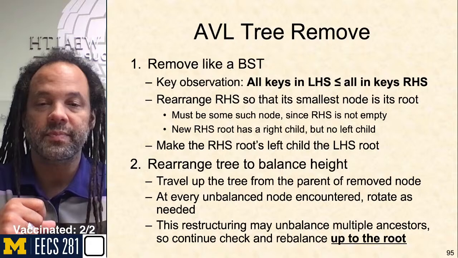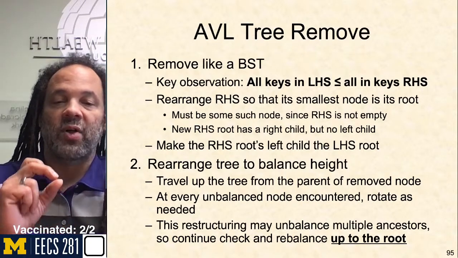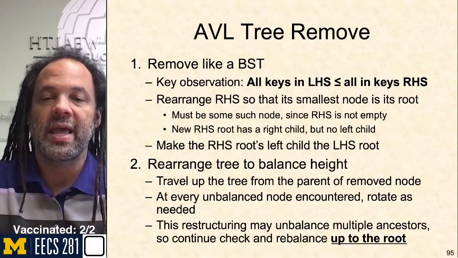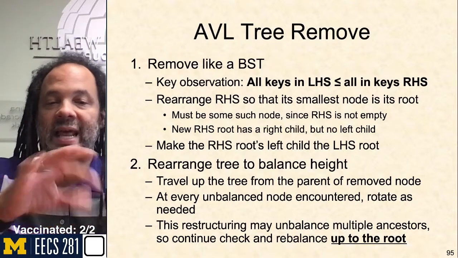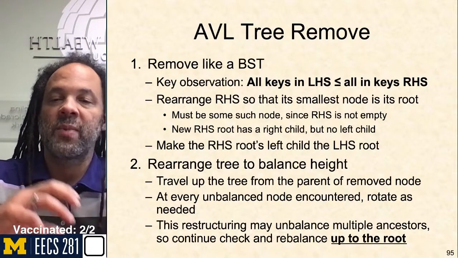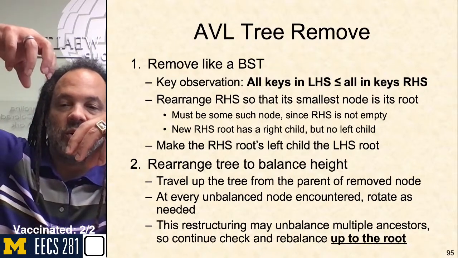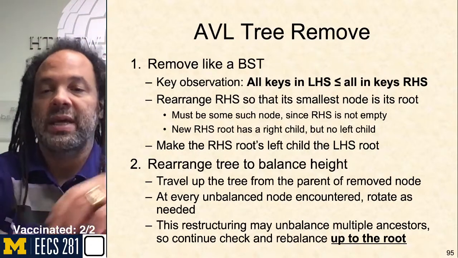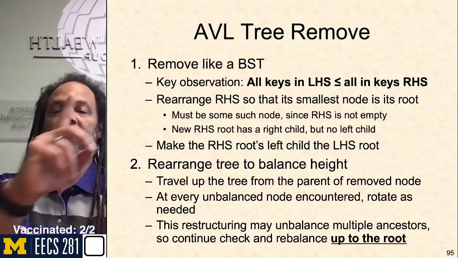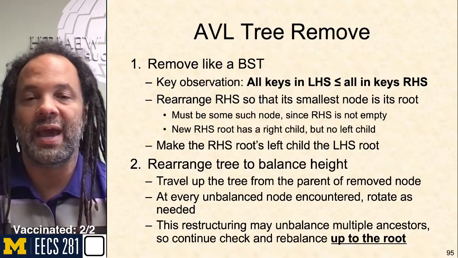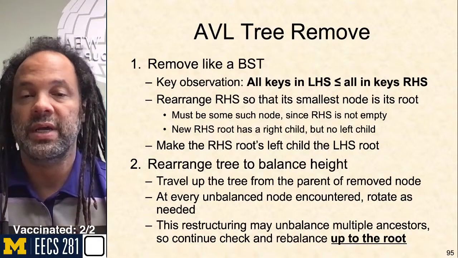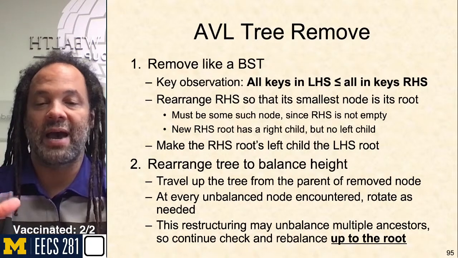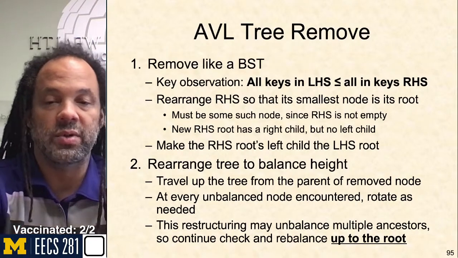Good practice. So when we do a removal, we're going to travel up the tree from the parent of the node that we just took out because that's where our imbalance could have been generated. At every unbalanced node we encounter, we rotate as needed to fix it, but because we've removed something, we've possibly made the shorter side shorter still, so we may have to do rotations all the way up to the root to be able to rotate something back around to get it down there. So with insertion, the first time we do a fix, we're good, but with removal, we have to fix all the way up, possibly to the root, to make sure that things are good. So this restructuring may unbalance multiple ancestors. You have to continue to check and rebalance all the way up to the root.